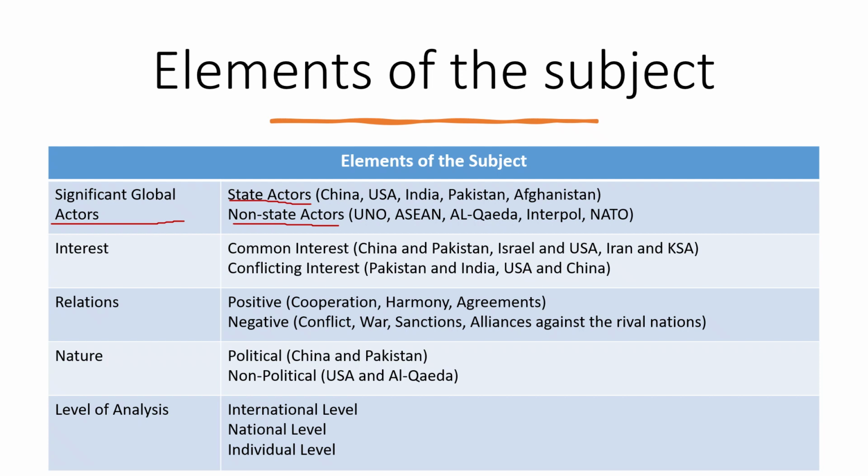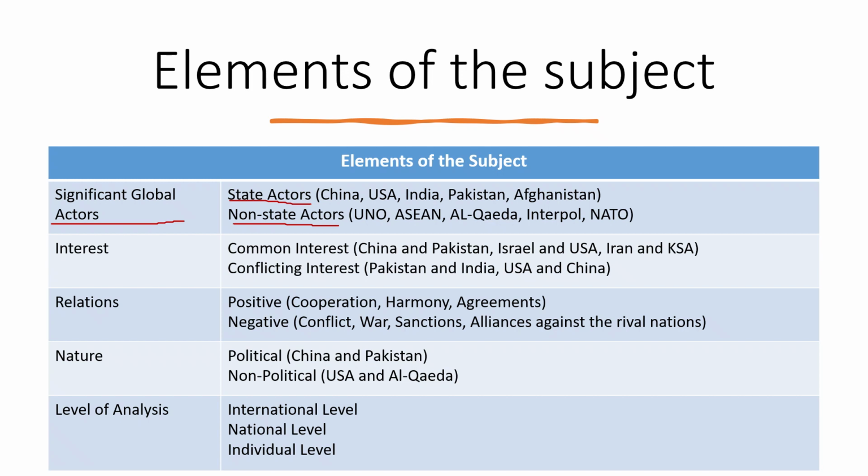I have said it very clearly that significant global actors are divided into two. First, there are state actors, then we have non-state actors. So what are non-state actors? It is very simple to understand. Any actor that plays a role in the world, and if that actor is not a state actor, it would be a non-state actor. If the actor plays a role in the world and it is not a state, then it's a non-state actor.